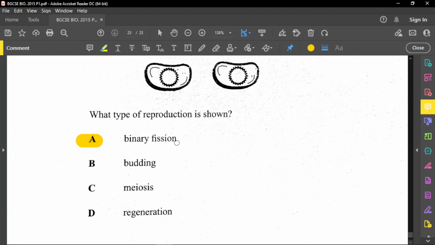Budding is when you see an outgrowth of the organism, like in Hydra, and then it separates into a new organism. Meiosis is producing gametes. Regeneration is regrowing of a structural part. So definitely binary fission is our answer.